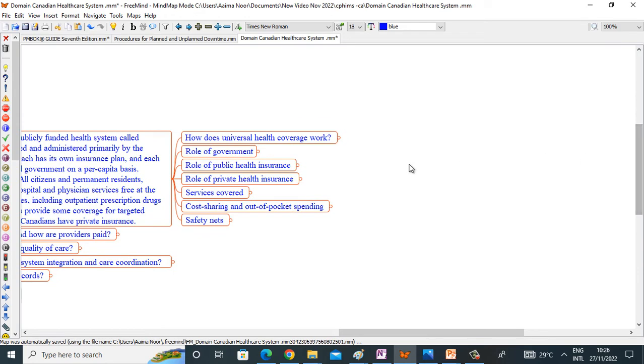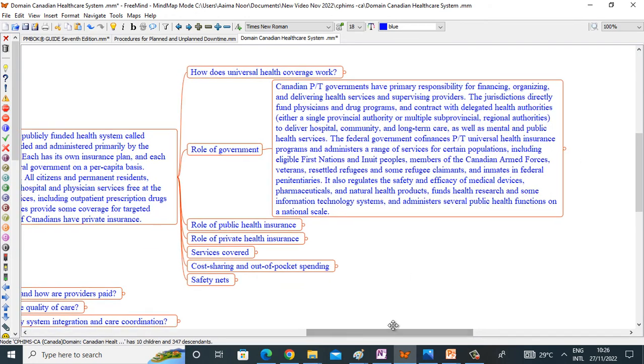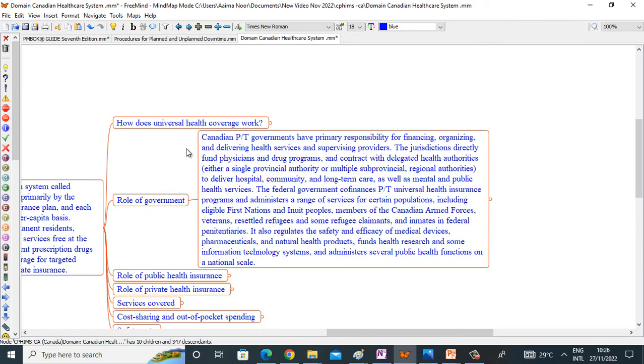Now we'll see what the role of government is. Canadian provincial and territorial governments have primary responsibility for financing, organizing and delivering health services and supervising providers. The jurisdictions directly fund physician and drug programs and contract with delegated health authorities, either a single provincial authority or multiple sub-provincial regional authorities, to deliver hospital, community and long-term care as well as mental and public health services.